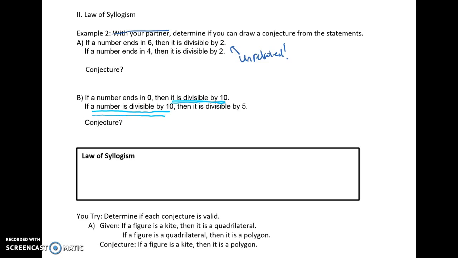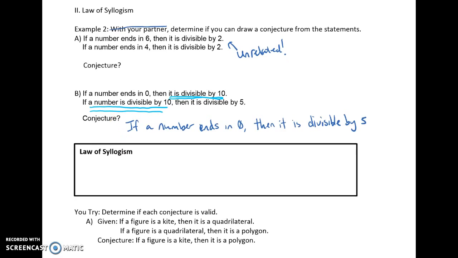So then here, we'd be able to say, well, hey, if a number ends in 0, then it has to be divisible by 5 too. Alright, so that's kind of like what I like to say, cutting out the middleman. So you have that repeated phrase that links your two pieces of information, which then creates a brand new statement, versus, again, A, where we can't write a conjecture, right? Because they are completely unrelated. They don't have anything linking together.